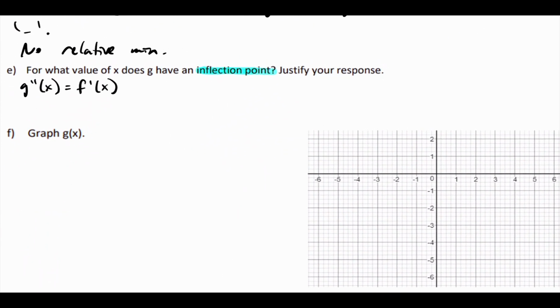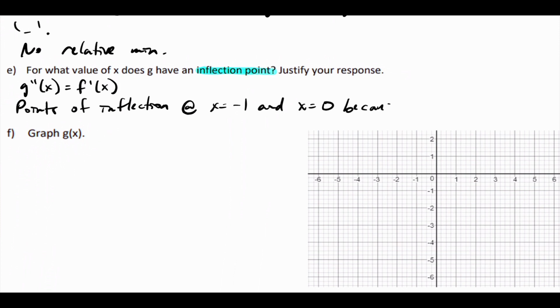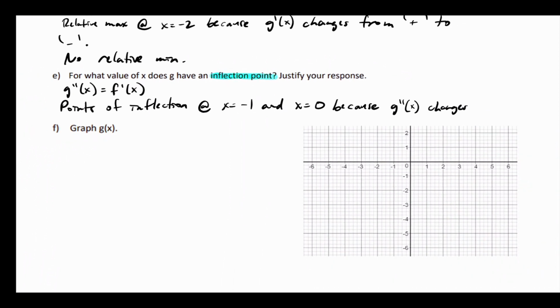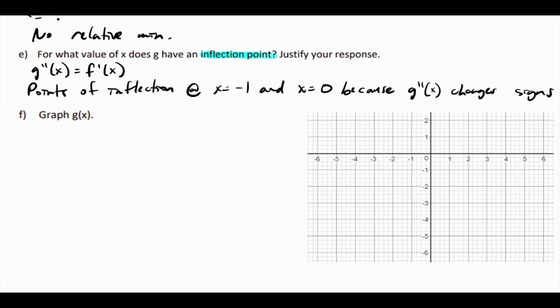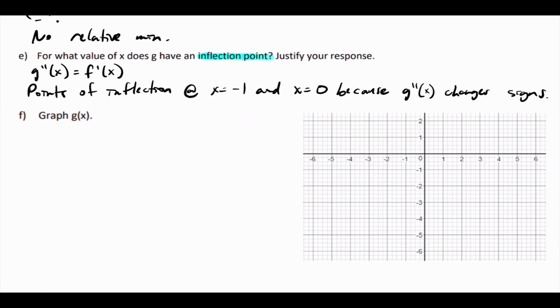Okay, so we would say points of inflection at x equals -1 and x equals 0 because g double prime changes signs. G double prime changes signs. Done.